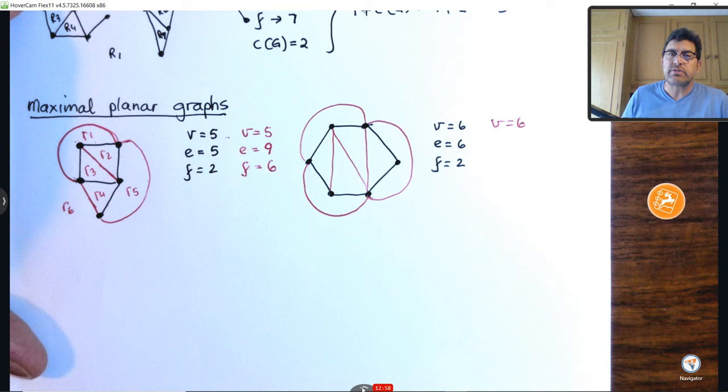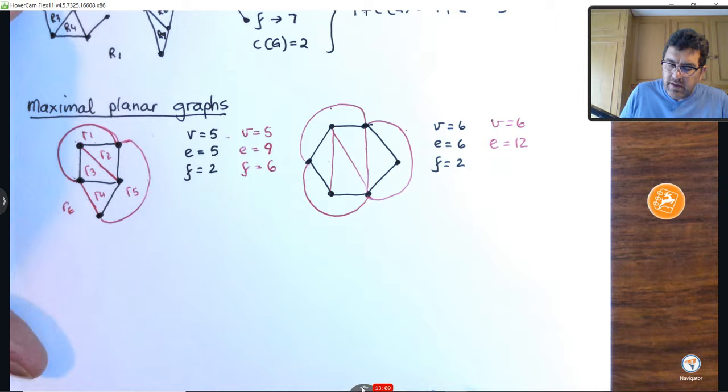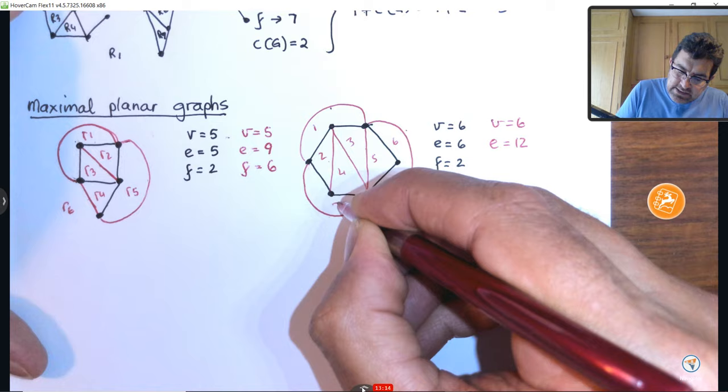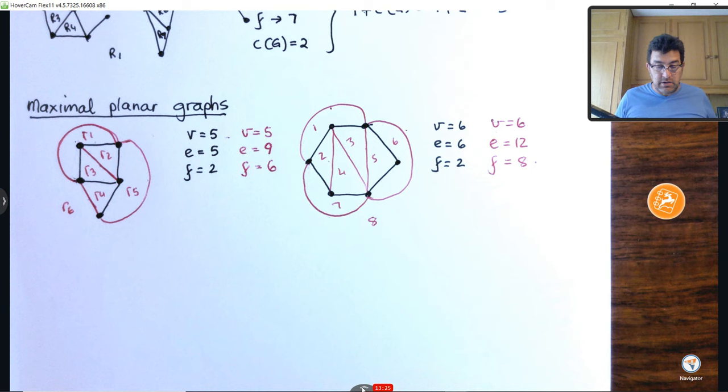So 6, 7, 8, 9, 10, 11, 12. The number of edges I have is 12. The number of regions is 1, 2, 3, 4, 5, 6, 7, 8 regions that I have formed. So that there is the idea of a maximal planar graph that we want to work with.